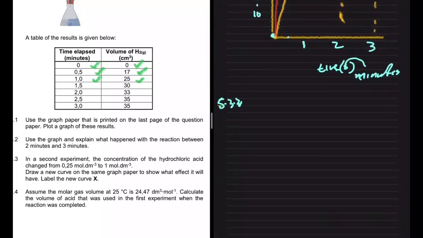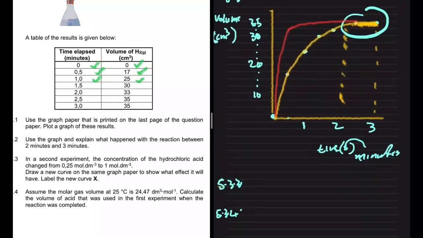Right, the last question, 5.3.4. Assume that the molar gas volume at 25 degrees Celsius is 24.47 decimeter cube per mole. Calculate the volume of acid that was used in the first experiment when the reaction was completed.